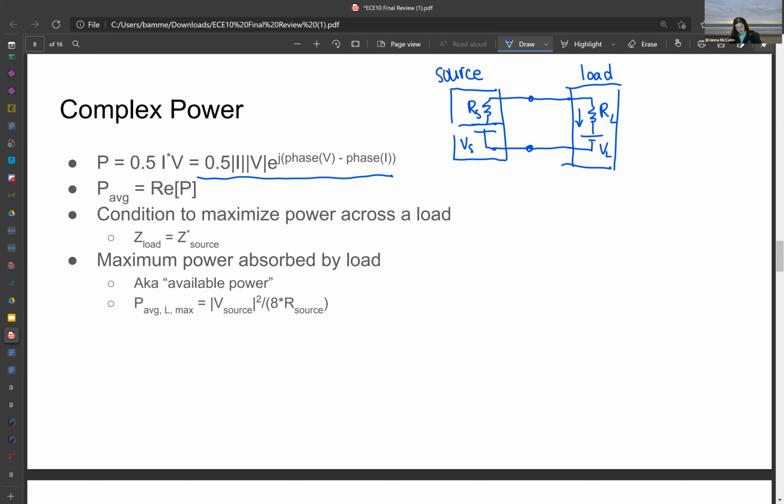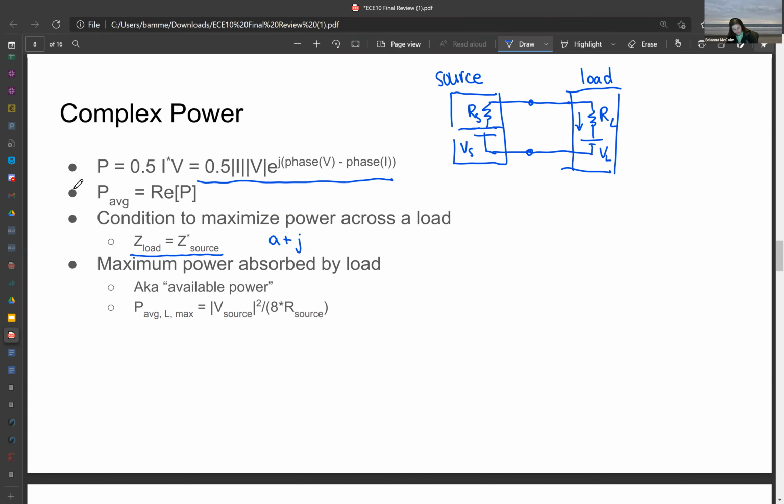We want to have what's called conjugate matching. And so remember, when you have A plus jB as a complex number, the conjugate is going to be A minus jB. And so you're going to want these two to match. And if we just look at these two equations, if the two conjugates are equal, the only number that that is true for is if B is 0. And so you're going to want to have purely real impedances.